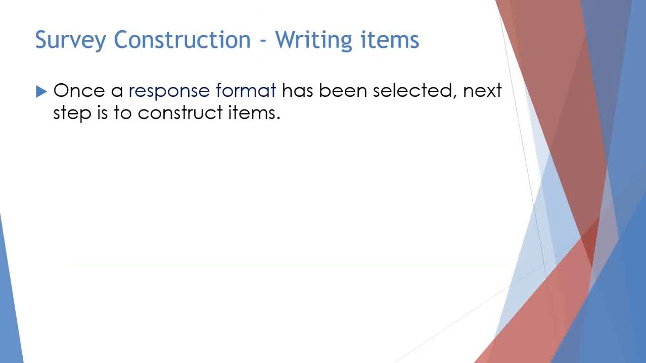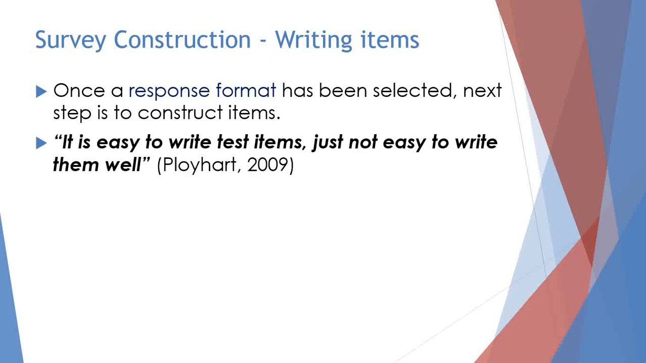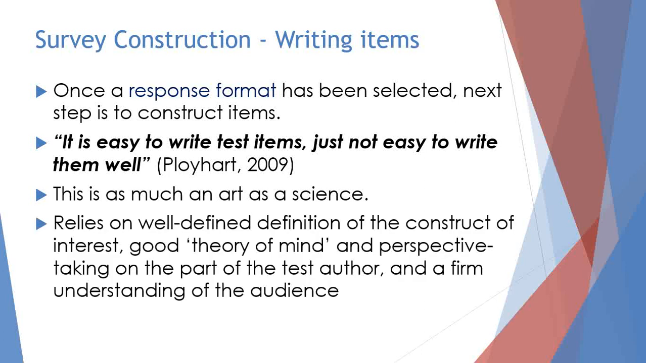Now, once a response format has been selected, the next step is to actually construct those items. It's easy to write test items. People do it all the time. It's just not quite so easy to write them well. It's as much an art as a science. So the more survey items that you write and then you analyse and you look at people's responses, you start to get a feel for how you would better measure personality or attitudes or beliefs and what types of items work and what types of items don't.